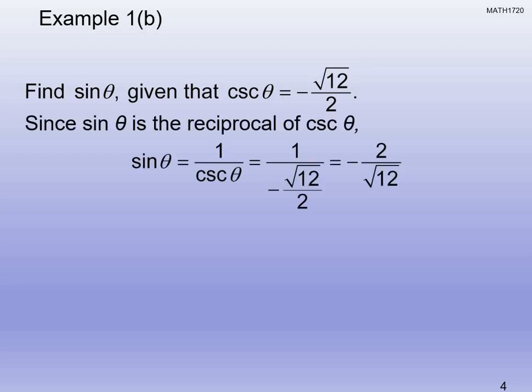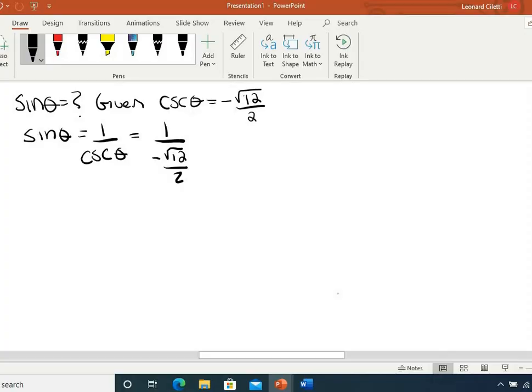In this case, sine of theta is 1 over cosecant of theta, so you can write it this way as well. Then it becomes 1 divided by negative square root of 12 over 2, and we have to multiply the numerator and the denominator by the reciprocal, which is negative 2 over the square root of 12. Let's fill in some of the steps here just in case.